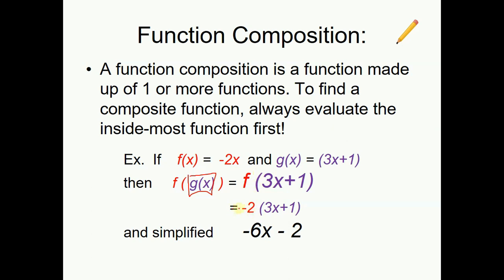So here's my step of doing that. Negative 2 times 3x plus 1. So what I did, distributed that negative 2, and I get negative 6x minus 2. Now you're probably like, Marsh, this is confusing. Don't get me wrong, compositions are. Let's keep working at it, and by the end, I'm pretty sure it will not be too bad.